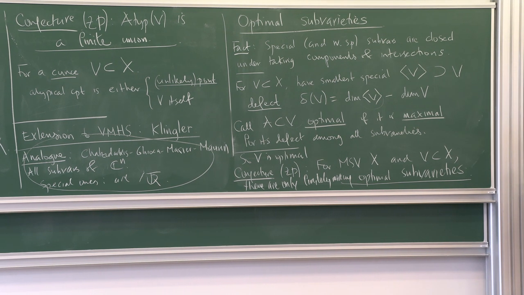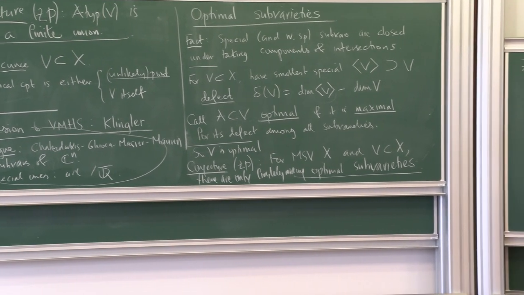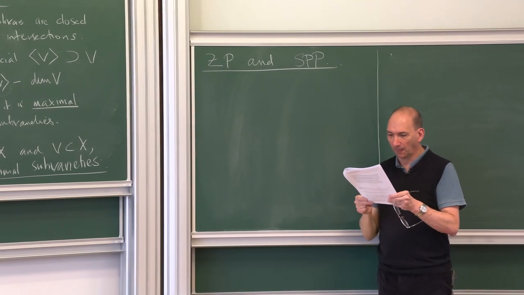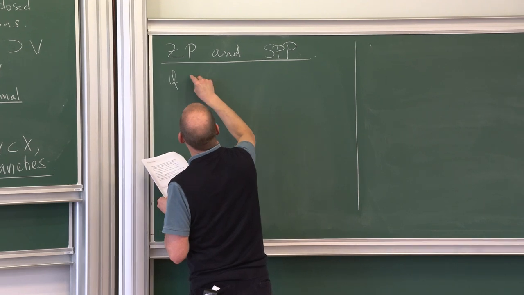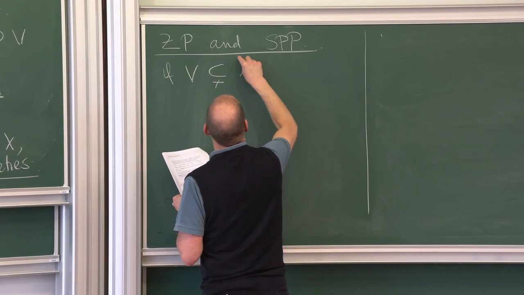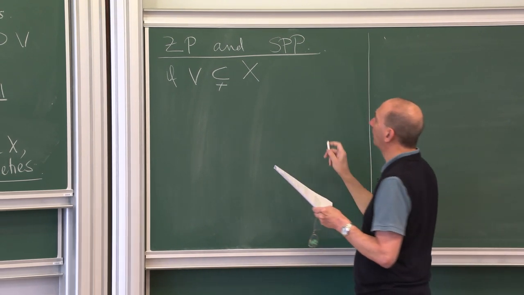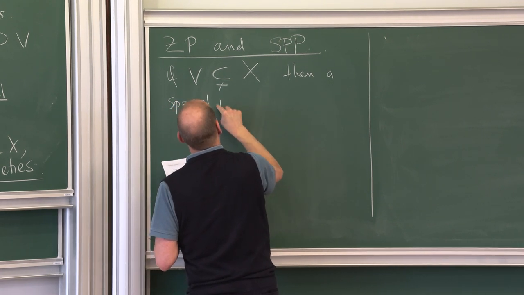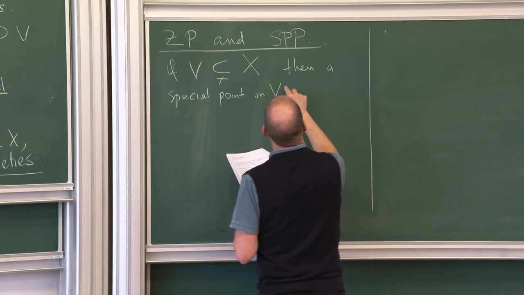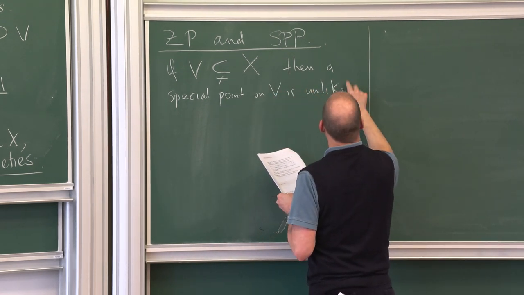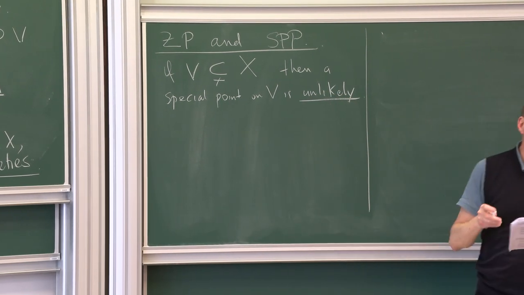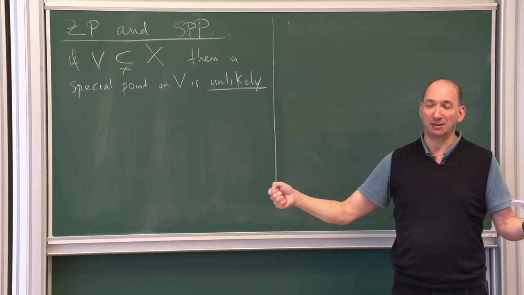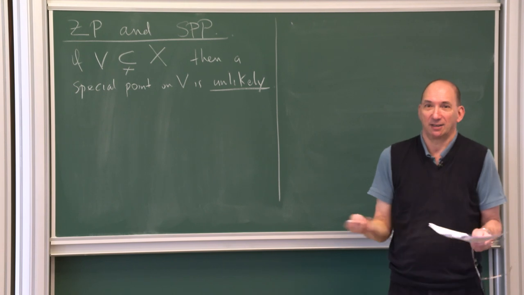I just wanted to maybe say a little bit about Zilber-Pink and special point problems, since we started with the special point problems. So if X is a mixed Shimura variety and you have a subvariety V which is not X, then a special point on V is unlikely and atypical, because the special point has dimension 0. So you've got the zero-dimensional thing and the V, which has dimension less than X, and you're intersecting in X, so that's atypical.